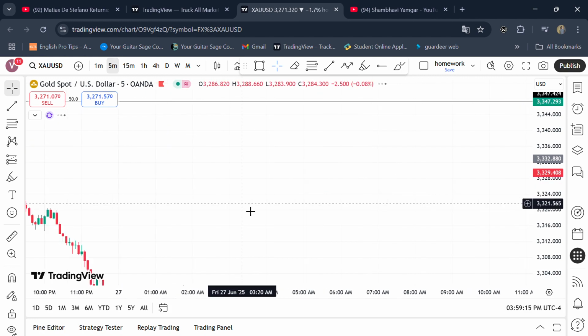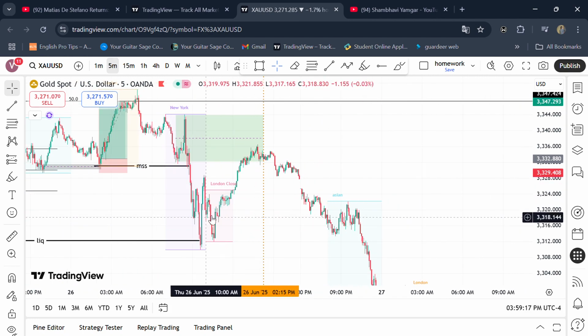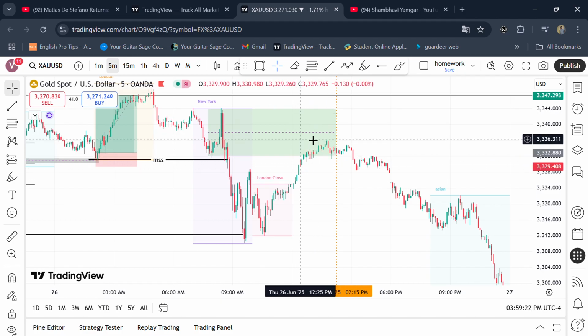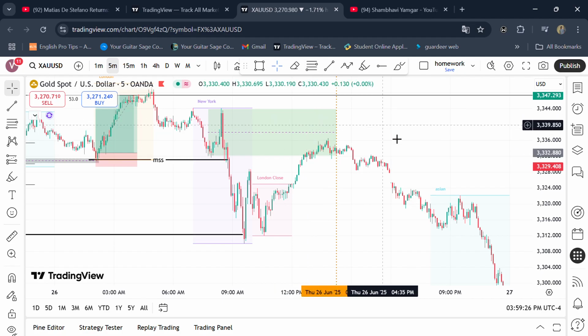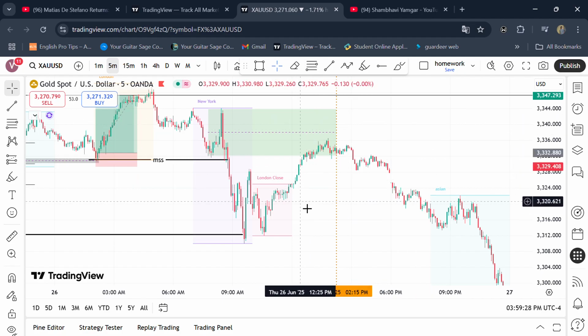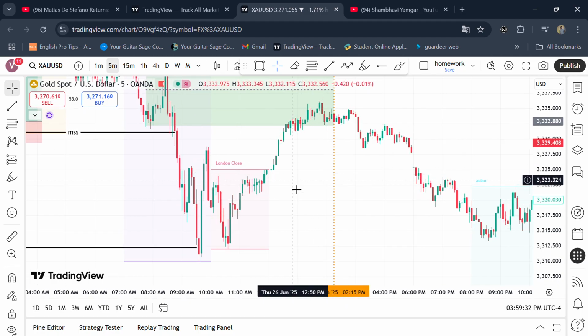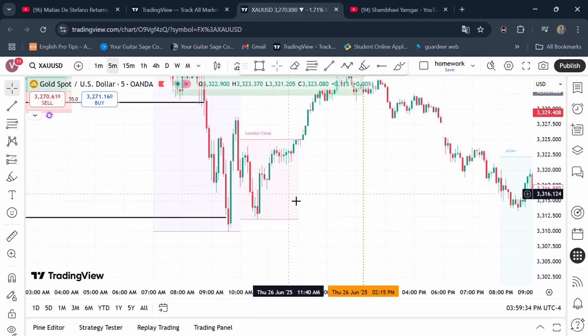So what I did was I captured this trade in the London session, but as you can see, the rest half of the trade happened during the time where we are not supposed to trade. So that was problematic, but still it worked out. And that's what I want to show you guys.